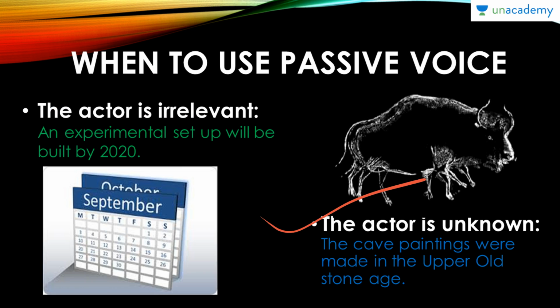The actor is unknown. It is pretty similar to the first point. The cave paintings were made in the Upper Old Stone Age. By whom? Probably the people back then, a painter or the head of the tribe, we don't know. The actor is unknown. But the fact that the cave paintings were made in this particular stone age is the point of emphasis.